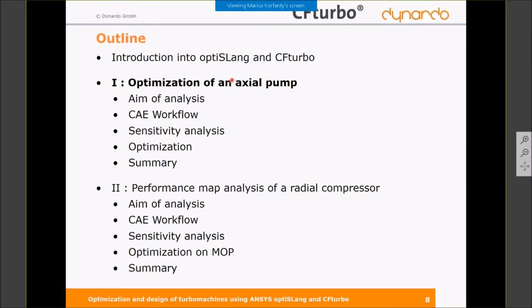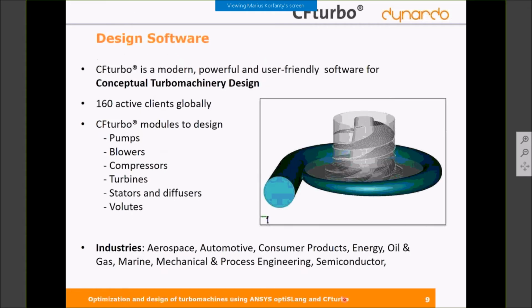Okay. I would like to start with a short introduction into CFturbo. Afterwards, we will have a look at an optimization example by means of an axial pump. CFturbo is a modern, powerful and user-friendly software for conceptual turbomachinery design. We have about 160 active clients globally, and with CFturbo you are able to design pumps, blowers, compressors, turbines, stators and diffusers, vane and vaneless, and of course volutes.